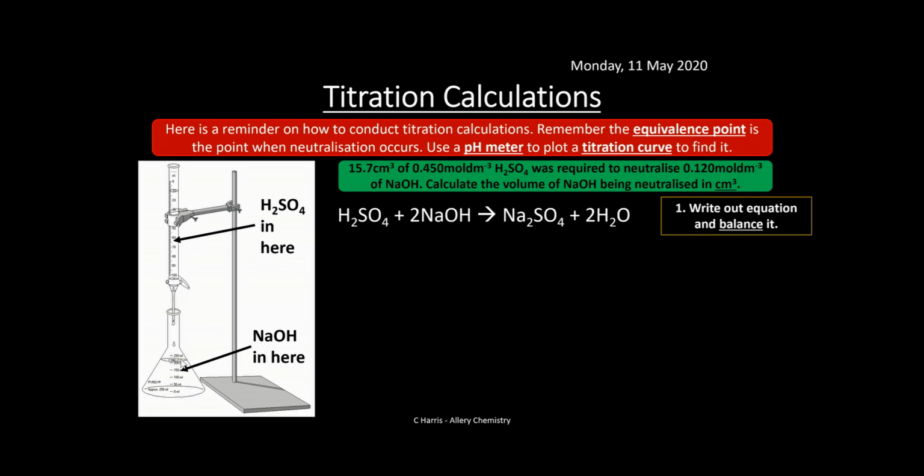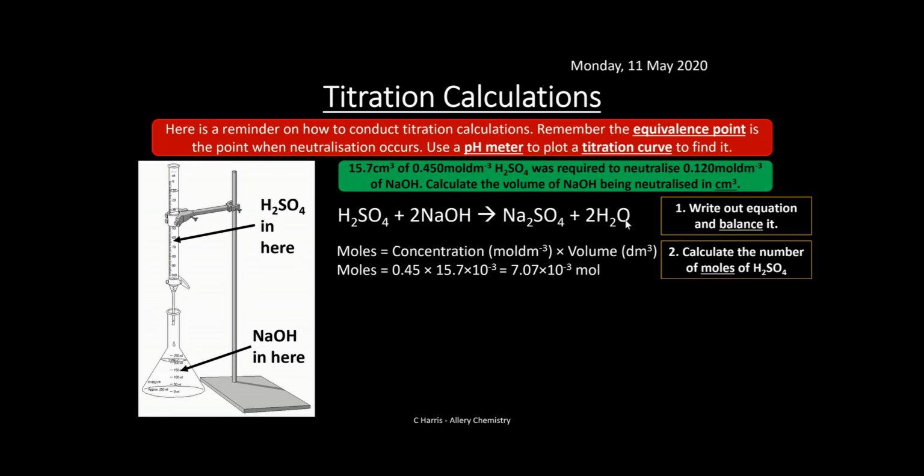So the first thing we have to do is write out our equation. With any type of titration, we write out our equation first. So we've got sulfuric acid, which is this bit over here, and that's going to react with sodium hydroxide, which is our base. It's going to form sodium sulfate and water.